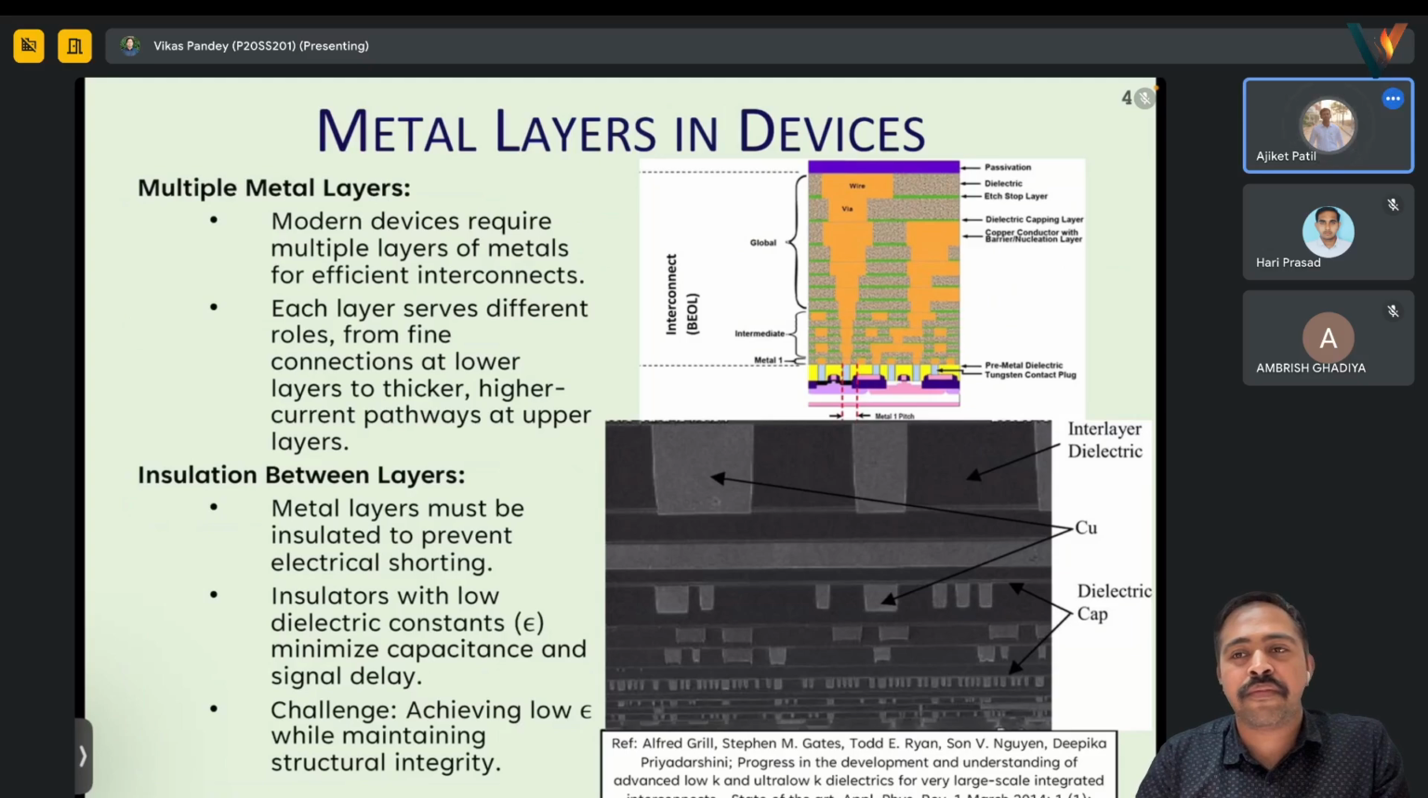Is it PVD? PVD has many processes, like sputtering. Sputtering is also used, but most commonly evaporation is better suited for normal metals. Sputtering is also used, correct? Okay, any other methods?